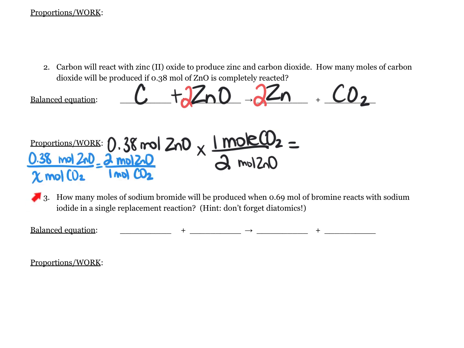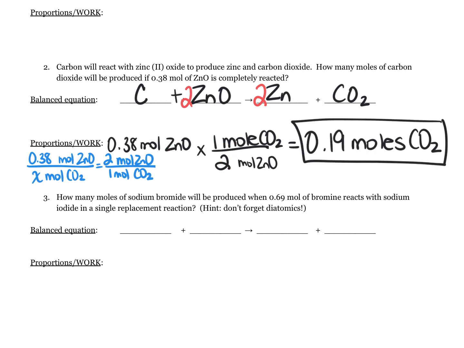So over here in blue, you would have to cross multiply. 2 times x is 2x, which is equal to 0.38. You need to divide both sides by 2 in order to solve for your x, which is the same math that we do with our ratio method here. So you should get 0.19 moles of carbon dioxide.